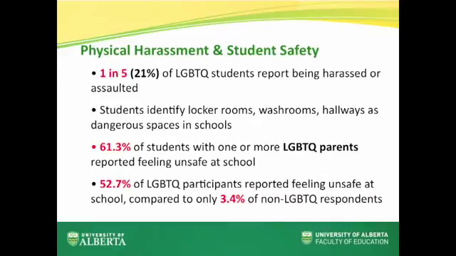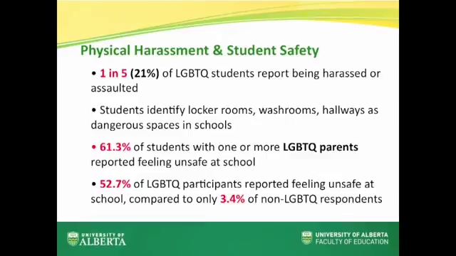The next point, the third bullet, talks about 61% of students with one or more LGBTQ parents reported feeling unsafe at school. So presumably, this is the heterosexual students who come from same-sex parented families who feel targeted or bullied or harassed, not because of who they are, but because of the families that they come from. So you can really see how homophobia and transphobia impact a large majority of young people in our schools and communities today.